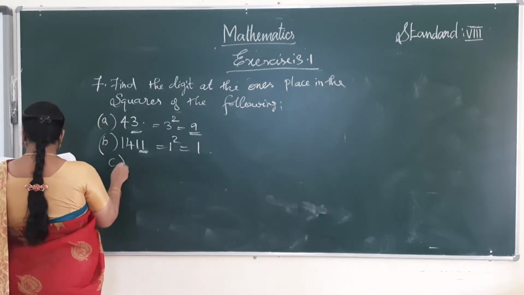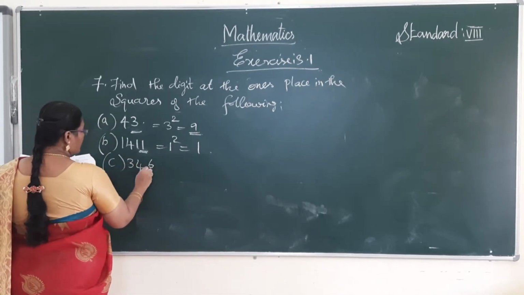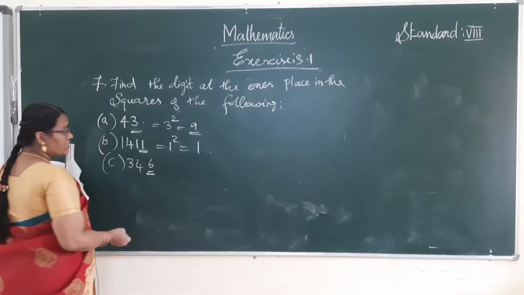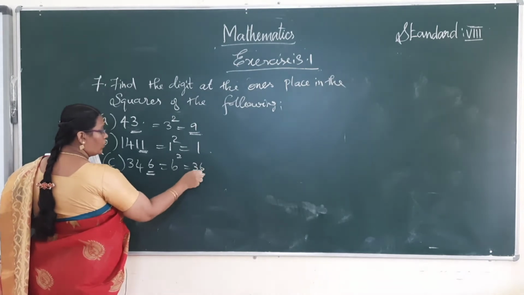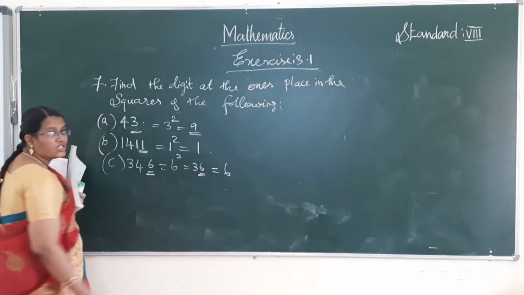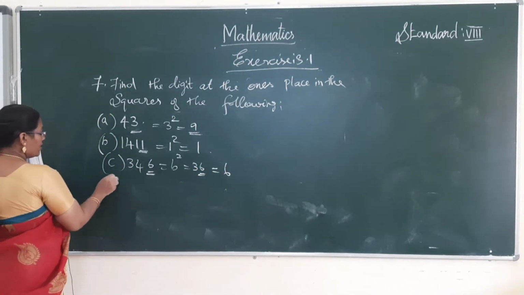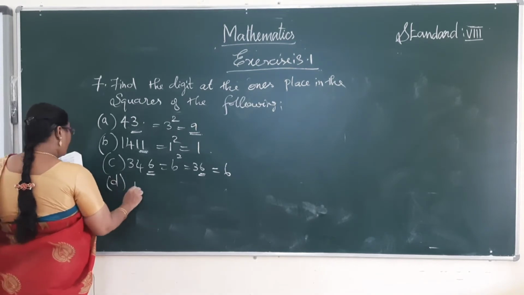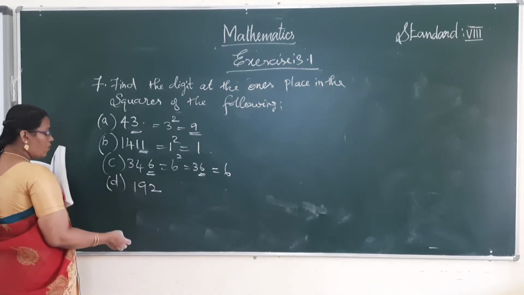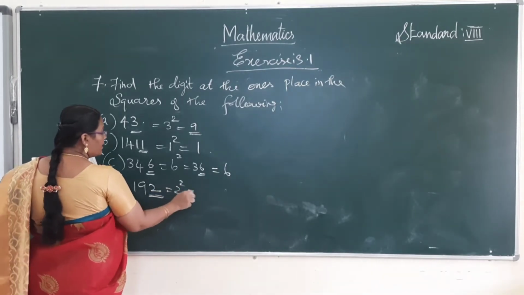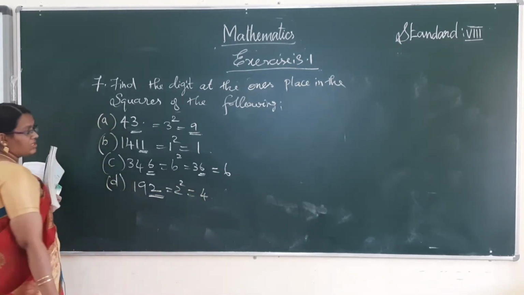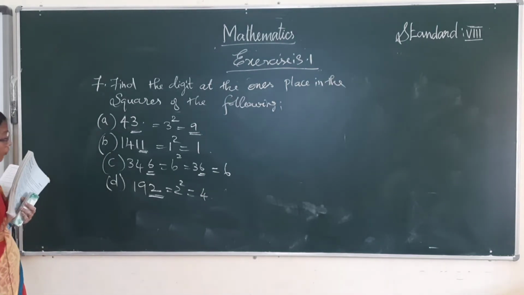And C, 346. The ones digit is 6. 6 squared is 36, so the ones place is 6. Then D, 192. The ones place is 2. The square of 2 is 4. So the ones digit in the square is 4.